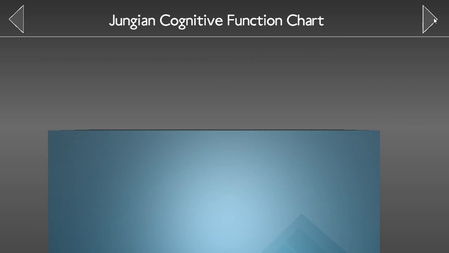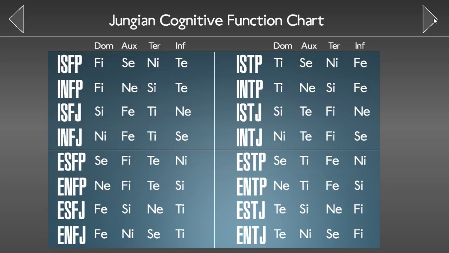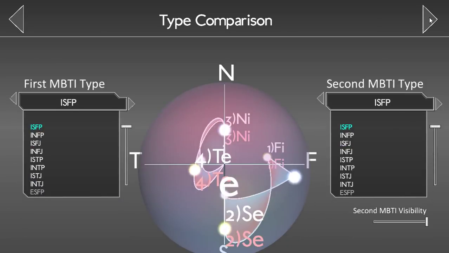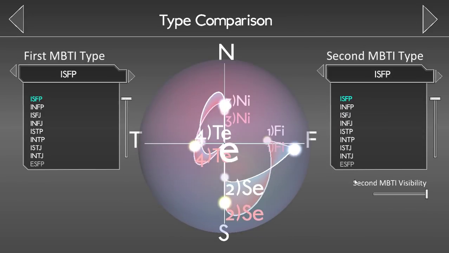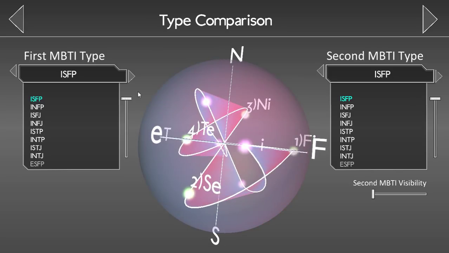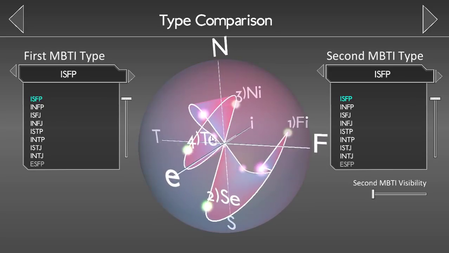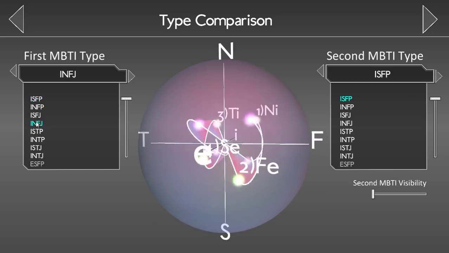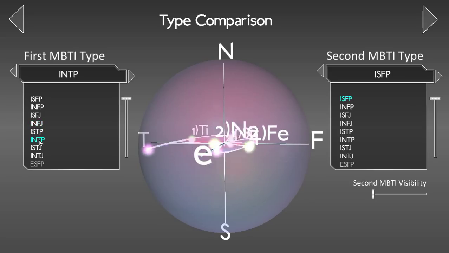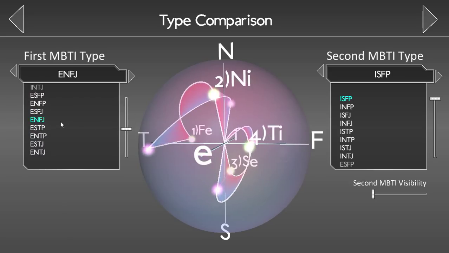The next page is the function chart, which tells you all the different guys. So here's all the IFs, the ITs, the EFs, and the ETs. And then the last page is something fun that I made to compare 2 types visually. I just graphed this out on a 3-dimensional plane, so that's T and F, N and S, and then the front and back are E and I. Oh yeah, and it's got these little morphing animations I made here.